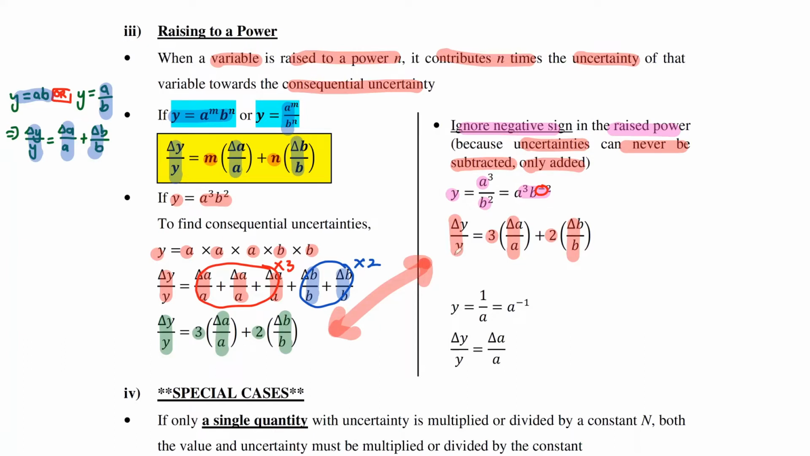Now, if we have a case where the raised power is negative 1, like the example shown here, y is equal to 1 over a, giving us a power negative 1, we will still ignore the negative sign and take into account the power 1. So the end result we will get is that the fractional uncertainty of y is equal to the fractional uncertainty of a.